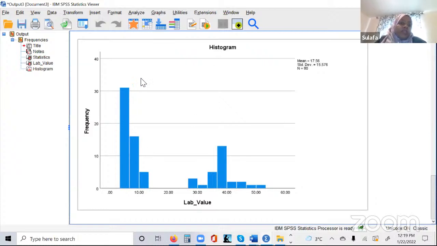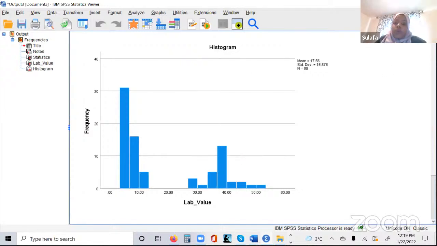You can also print your data, like export it. If you have this data and you want to send it via email, you can export it in a Word document, for example, and email it anywhere.